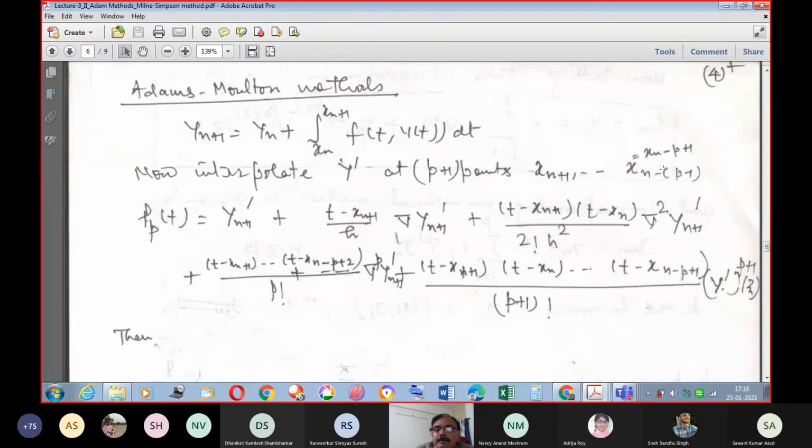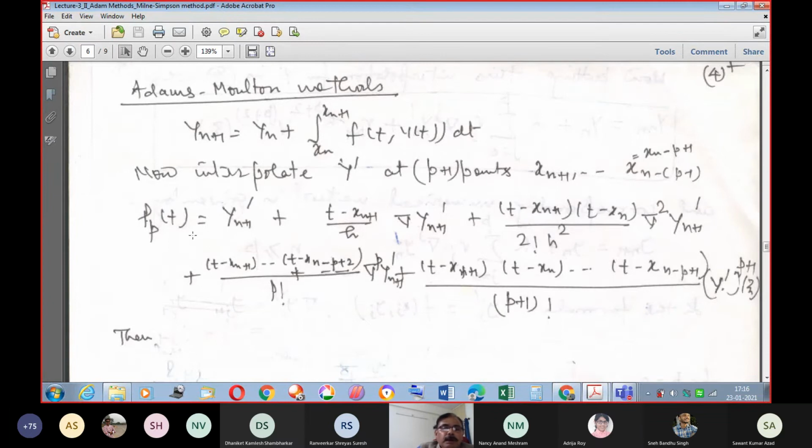So basically it is xn minus p, xn plus 1 we have written in the reverse order, xn plus 1, then xn and so on, xn minus p plus 1, or you may write xn minus inside the bracket p minus 1. Slide is visible or not? Hello? It is visible, sir.